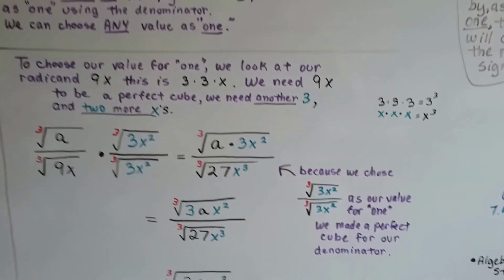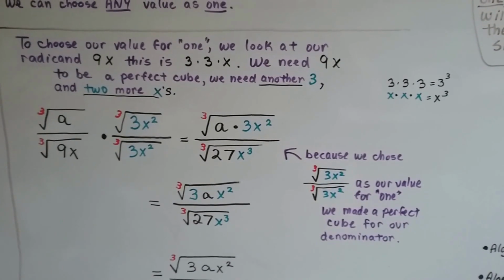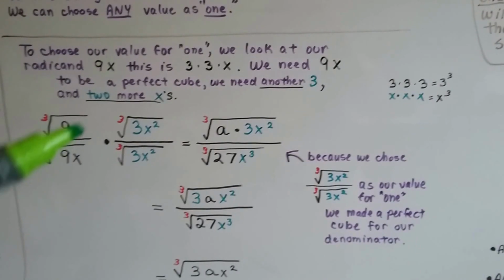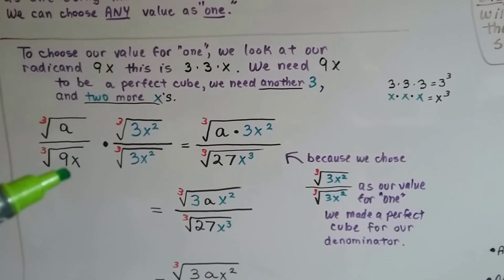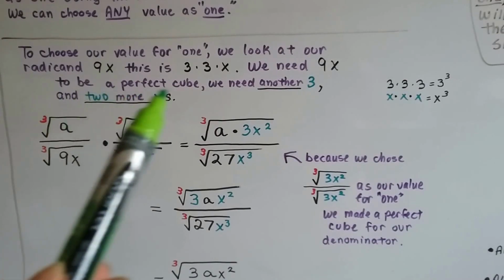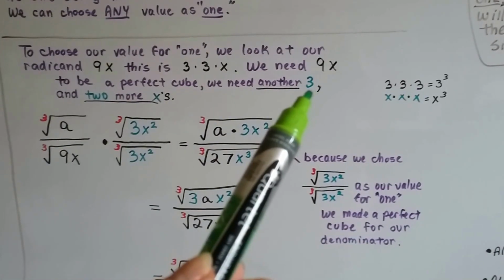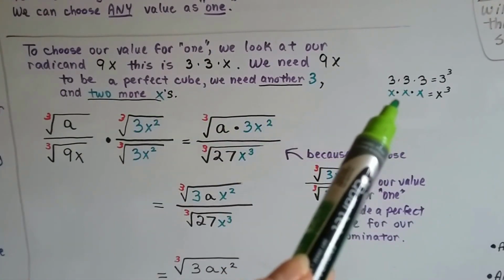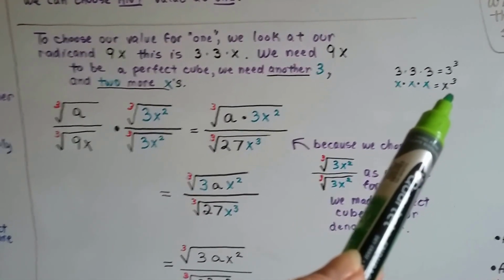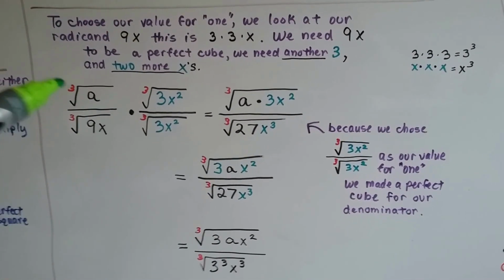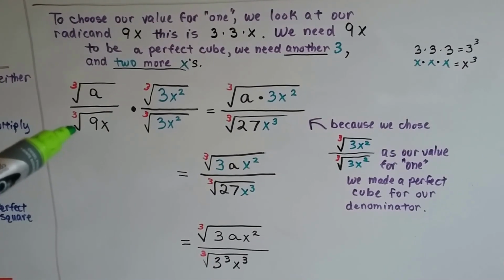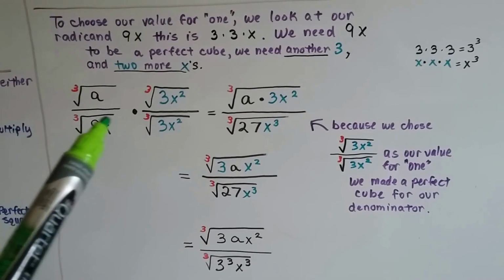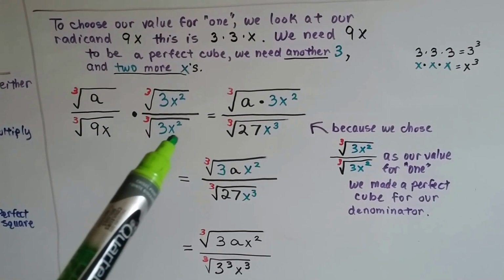So I'll show you again. We're going to choose our value for 1. We look at our radicand. We've got a 9x. And a 9x is a 3 times 3 times x, isn't it? But we need 9x to be a perfect cube. We need another 3, so it's 3 times 3 times 3. And we need 2 more x's. We only have 1 x. We need x times x for it to be a perfect cube because this is a cube root. And in order to get rid of that radical sign, we need to find a cube root. So we need to multiply this by 3x squared.